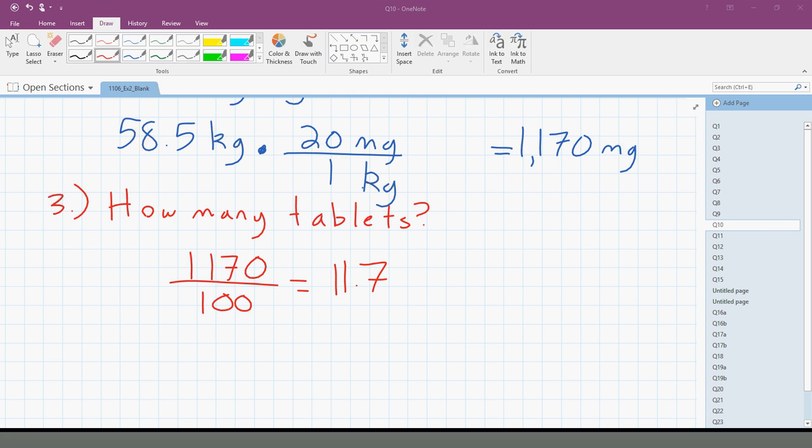Well, not cent, this isn't money, to the nearest tablet. What would the nearest tablet be? 12. This person needs 12 tablets. Now, just to talk about this real quick, to make sure that you truly understand this, if I had 13.1 as an answer, how many tablets would I give this person? No. How many tablets would I give them? It's not 13. Give me another number.